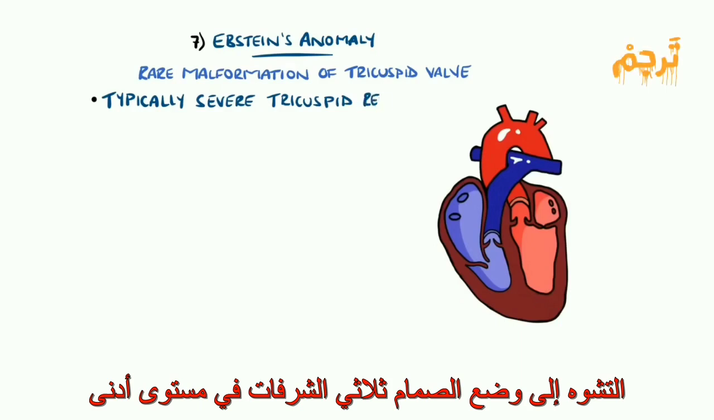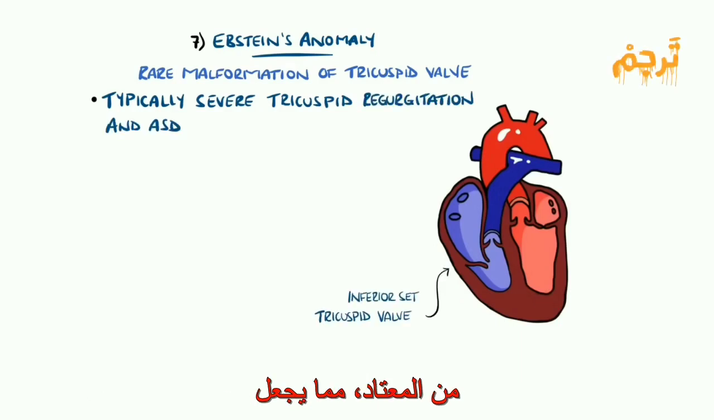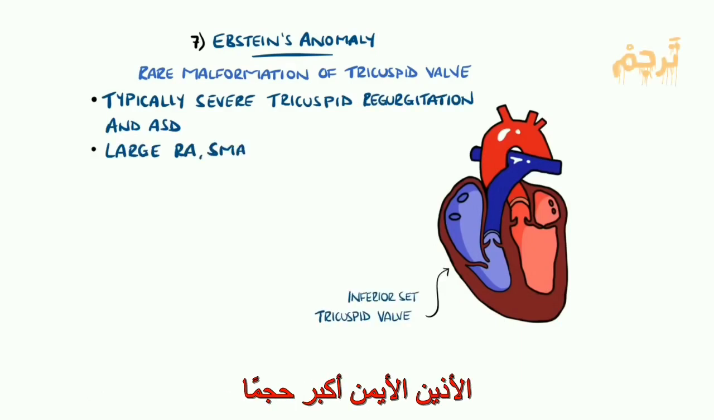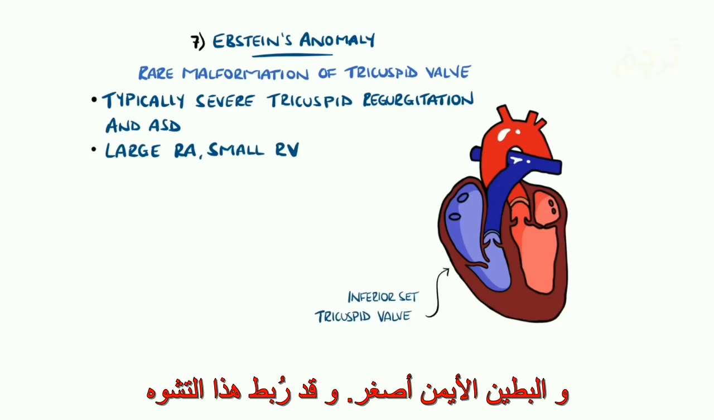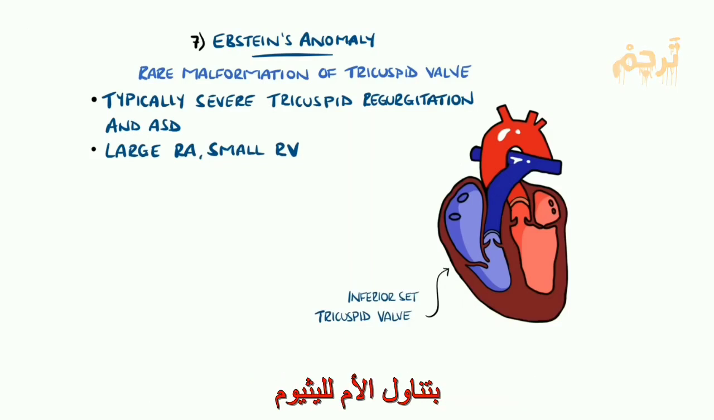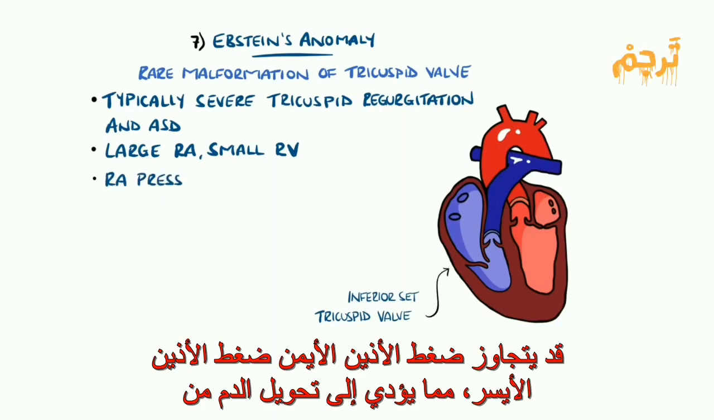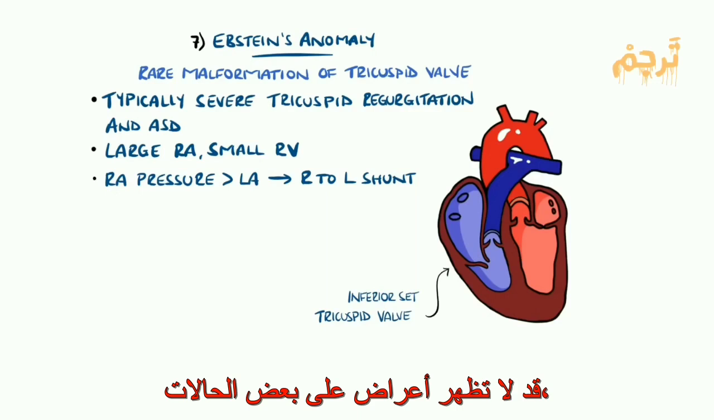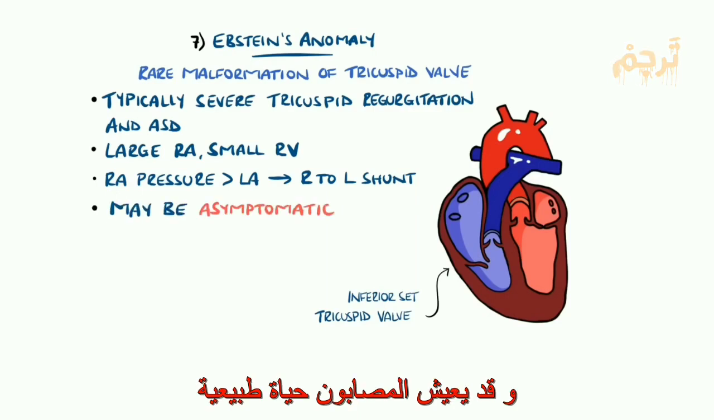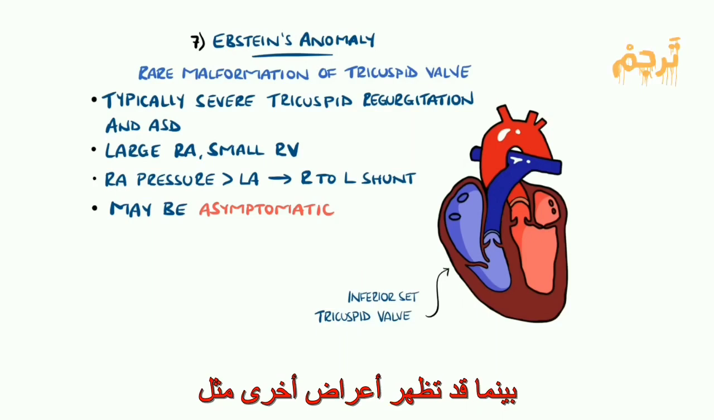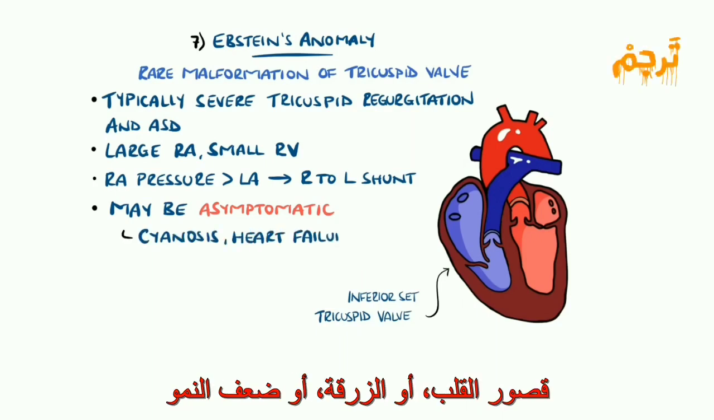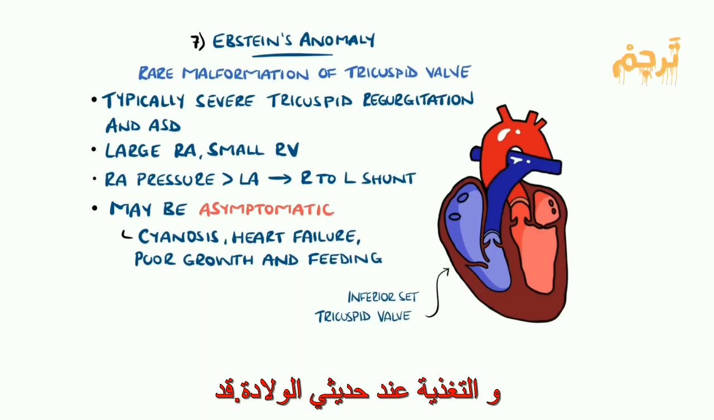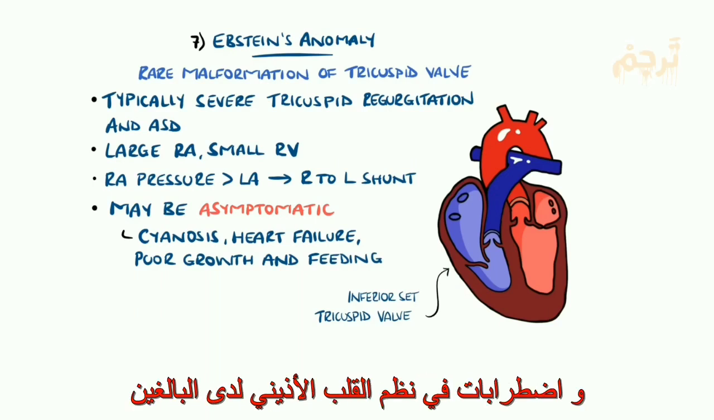The malformation sets the tricuspid valve more inferior than usual, making the right atrium larger and the right ventricle smaller. It has been linked with maternal use of lithium. The right atrial pressures can exceed that of the left, leading to the right to left shunting. Some cases can actually be asymptomatic and may lead normal lives, while others can present with heart failure, cyanosis, or poor growth and feeding as a newborn, while the presentation can include exertional dyspnea and atrial arrhythmias in adults.